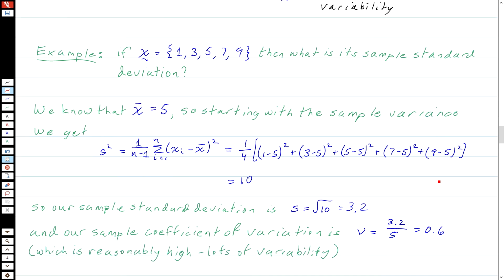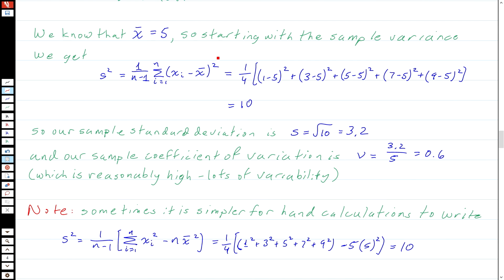So our sample standard deviation is the square root of 10, which is 3.2. So basically it's saying we've got a mean of 5, and most of our observations are within about 3 of the 5, and this is true. We know that 3 of our observations are within 5 plus or minus 3. And our sample coefficient of variation is the ratio of s divided by x bar, which is 3.2 over 5, which is 0.6, showing reasonably high levels of variability.